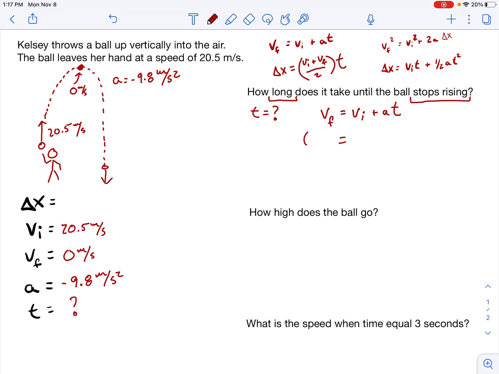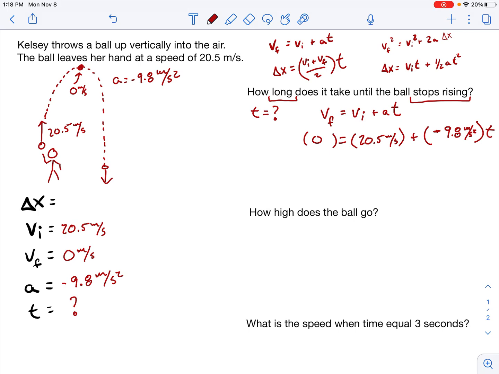So now what we do is we start plugging in numbers where they belong. So according to our list, the final velocity was 0 meters per second. So we're going to go ahead and put 0 in there. The initial velocity was 20.5 meters per second. Okay, we're going to add to that, don't forget the negative 9.8 meters per second squared, and then t.